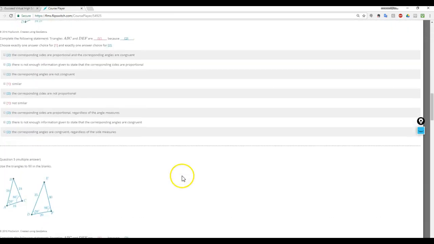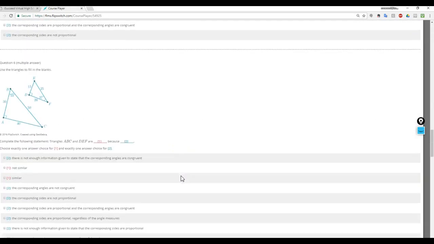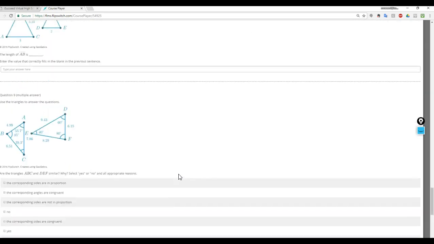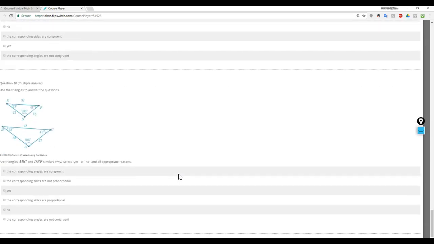Okay, so we are on to lesson 17. I'm going to go for the proof-based questions first. So we'll start with question 10. Are triangles ABC and DEF similar? Why? Select yes or no and all appropriate reasons.